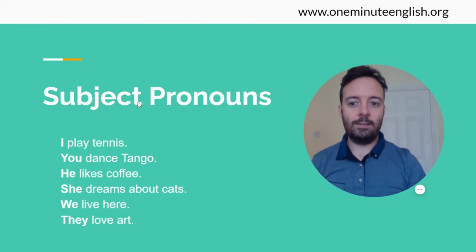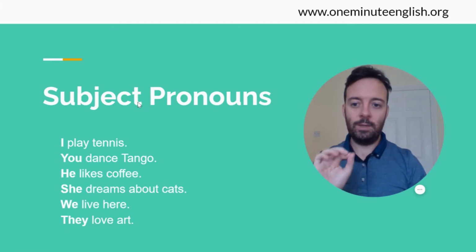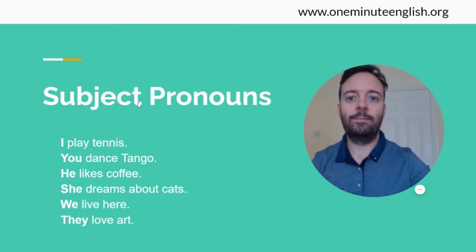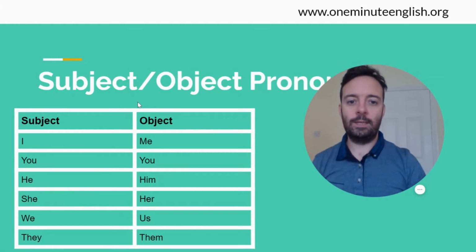I play tennis. You dance tango. He likes coffee. She dreams about cats. We live here. And they love art. Okay, so these are all subject pronouns. These people do the action. So here we have subject and object pronouns. So the subject, right, is I, you, he, she, we, and they. And then the object is me, you, him, her, us, and them.